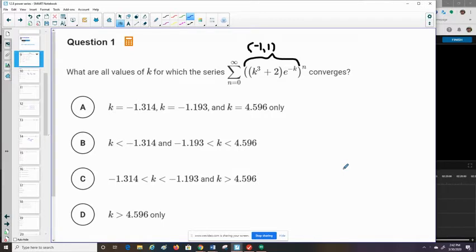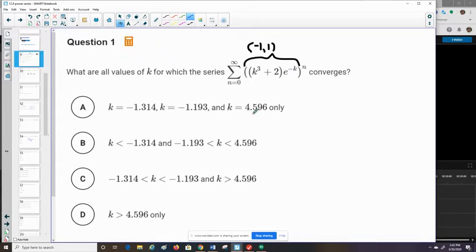Question number one, we'll start with: what are the values of k for which this series converges? We've got something to the n power. So it is a geometric series, which means if that number, whatever it is, is between -1 and 1, exclusive, then it will work. It does say that we'd be allowed to use a calculator on this one.